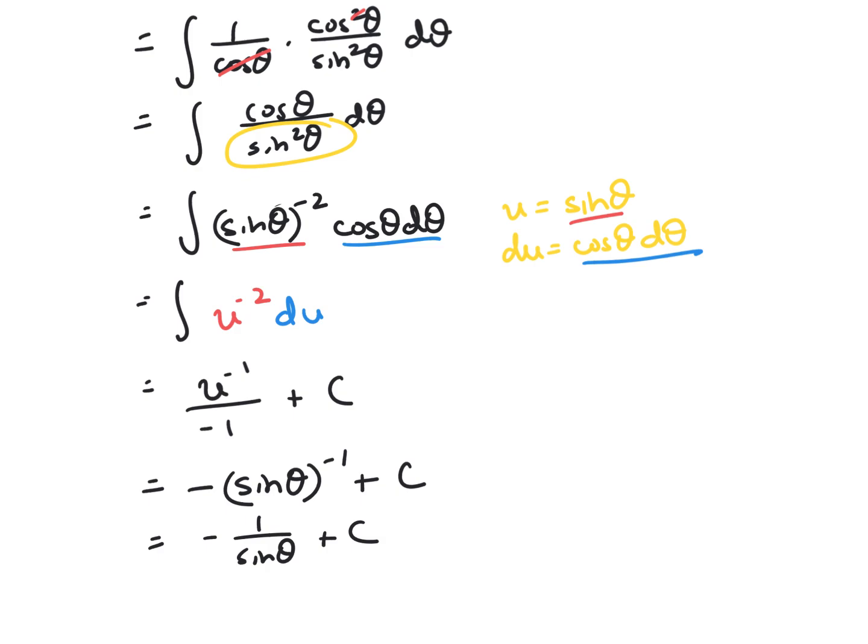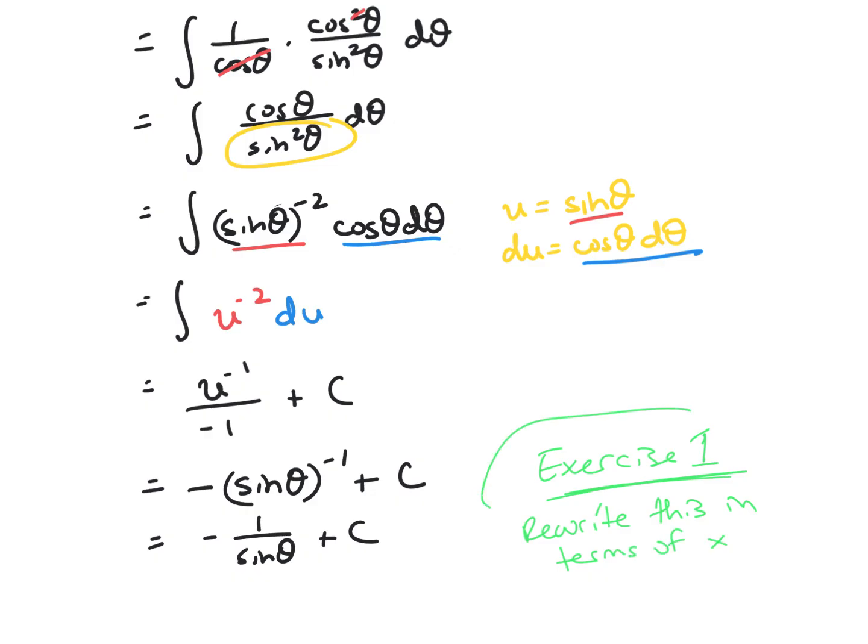So your first exercise out of the two is rewrite this, because I have theta right now, and I want my final answer to be in terms of x. So I want you to rewrite this from here in terms of x. Whether that's solving for theta, using your triangle, this is what I want you to do.